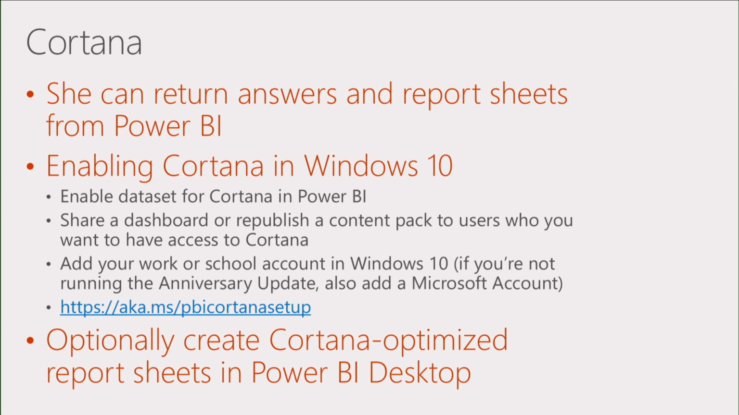Final way to consume content, and I know it's a long list, but I just want to make sure you've seen them all, is Cortana. If you have Windows 10, you can set it up so that Cortana doesn't just give you answers about traffic, it can also give you answers about your own organization's data. Cortana can give you answers from Power BI, and she can also return report sheets that are specially formatted for Cortana. You basically have to enable the data set for use in Cortana inside of Power BI, and then the user has to have access to that dashboard or report either through dashboard sharing or a content pack.